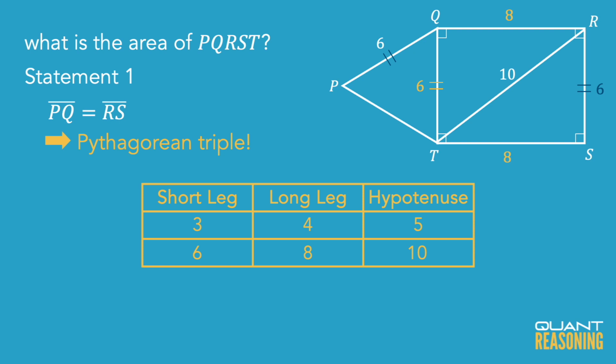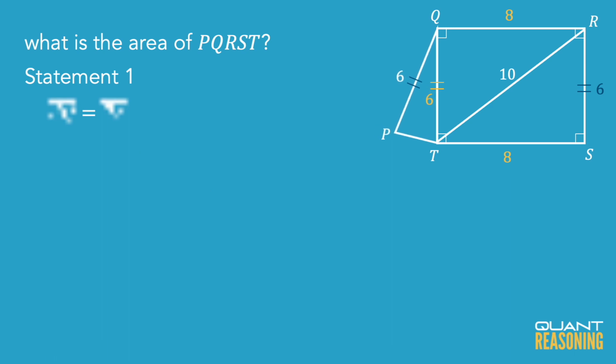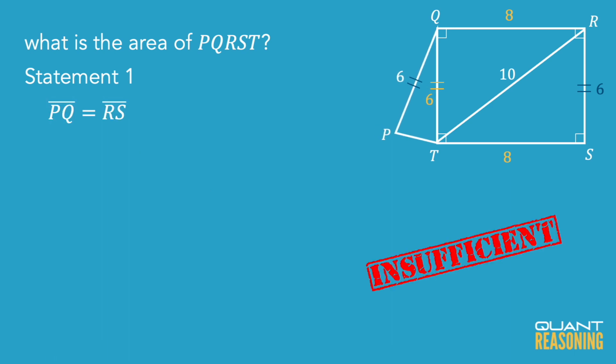All we know is that two of the sides are length 6, but we don't know anything about the angles, and therefore we don't know anything about the third side. So statement 1 is not sufficient on its own, and we can go ahead and eliminate the answer choices that claim that it is. So A and D are gone, and we're down to B, C, or E.